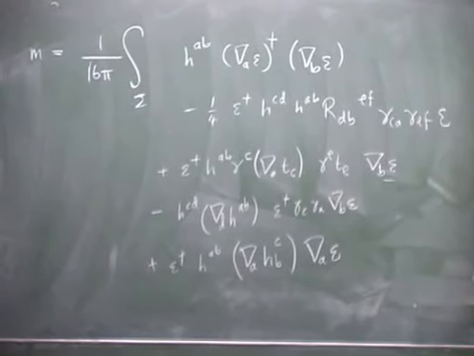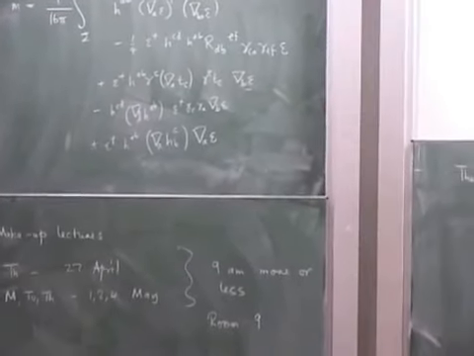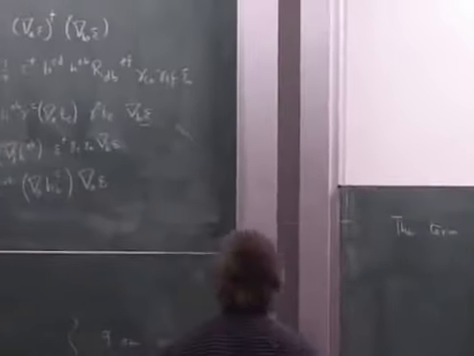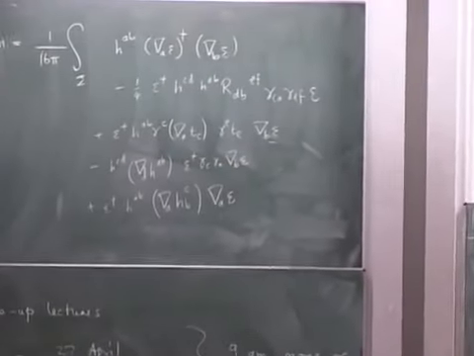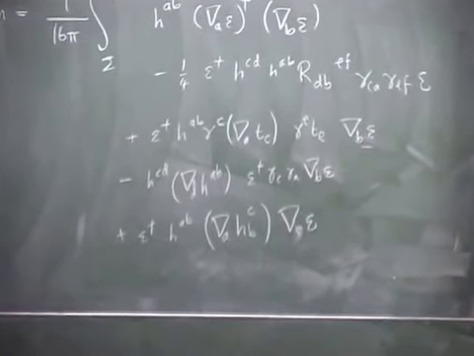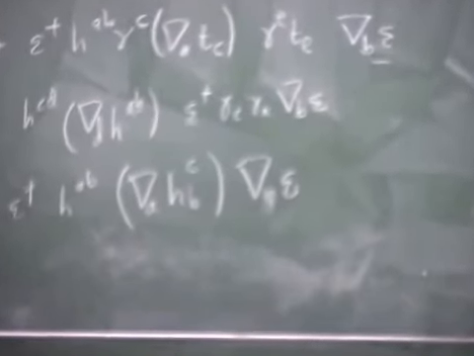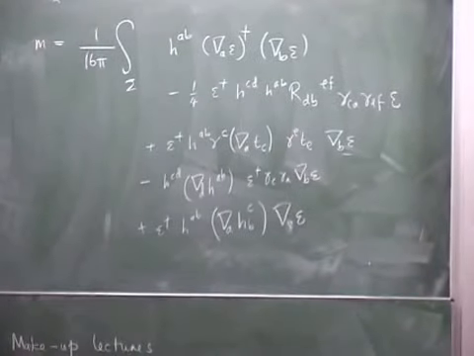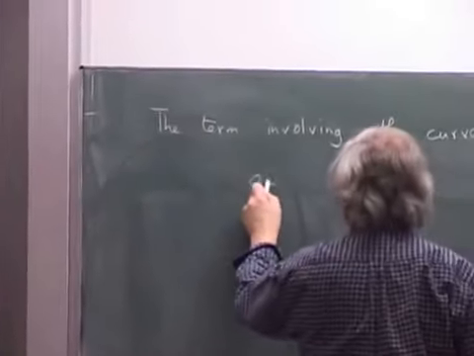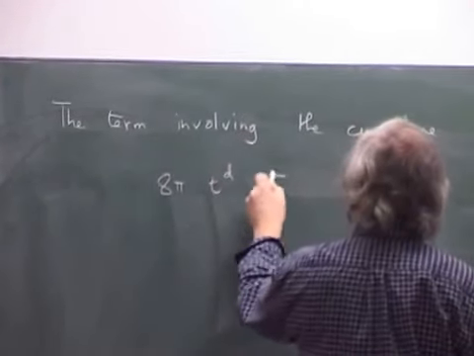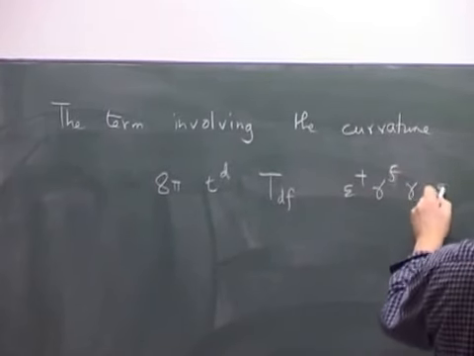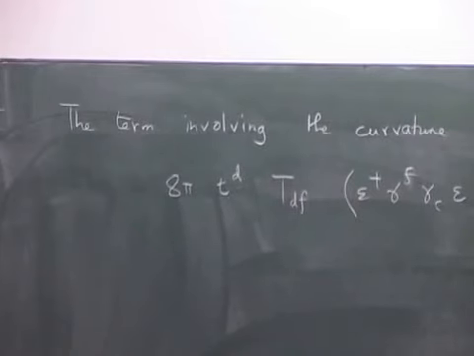So the term involving the curvature, two A's, absolutely right. A, B. Rough guess, the last A should be a C. I would think that's probably right. And the term involving the curvature after the use of our identity is 8 pi times T_D^F, the energy momentum tensor, ε† γ_F γ^C ε times T^C.